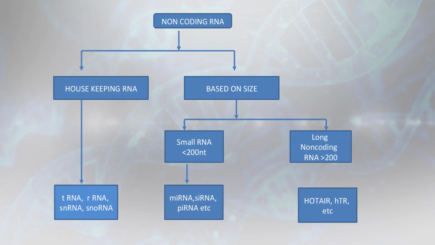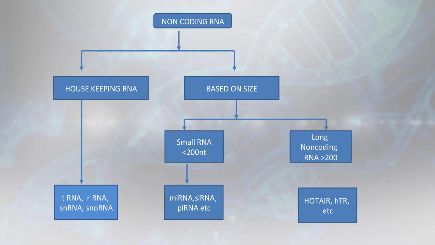Coming to the non-coding RNA. Non-coding RNAs are RNAs which don't code for anything. They don't code for any protein. They just exist as an RNA. Previously it was thought to be a kind of RNA which has no function, but now it has been found that there are a lot of non-coding RNAs, more than protein coding RNAs.